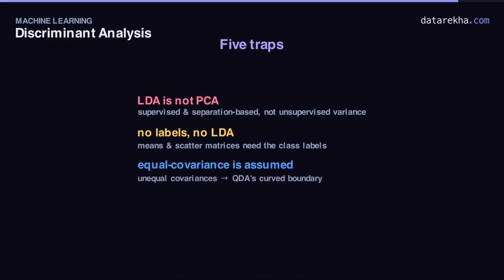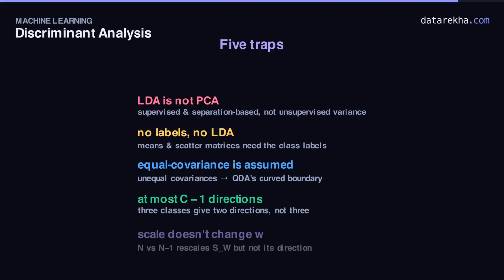Trap 3. Don't forget the shared covariance assumption. If the classes have genuinely different spreads, the honest boundary is curved, and QDA is the right tool. Trap 4. Don't expect more than C-1 directions. 3 classes give you 2, never 3, however much you'd like a third. And trap 5. A reassuring one. Don't fret over dividing by n or n-1. It rescales SW, but the direction of SW inverse times the mean difference is untouched.